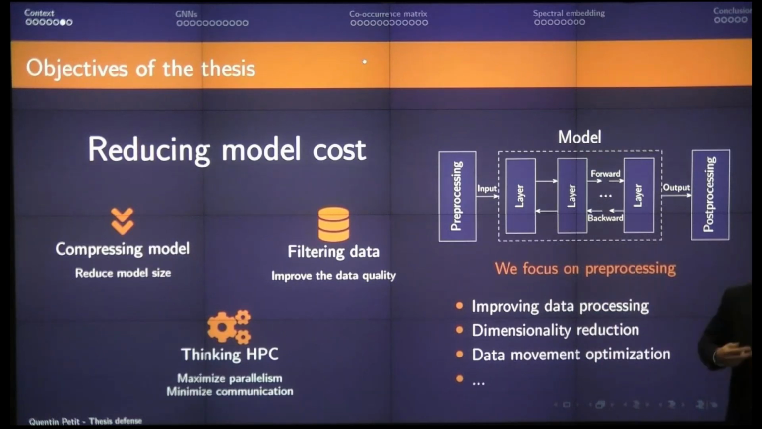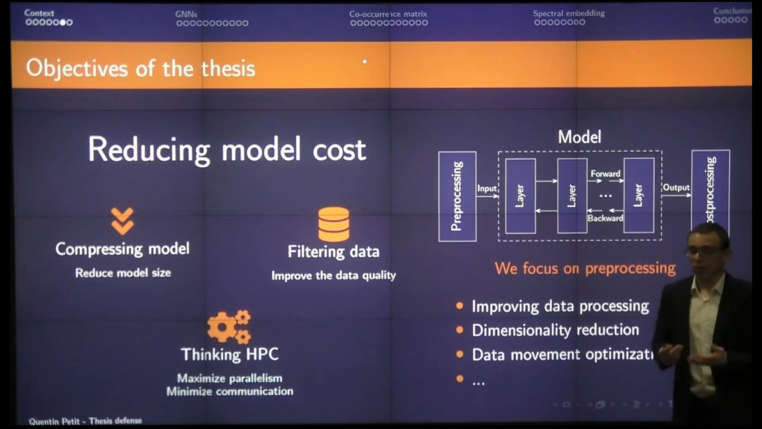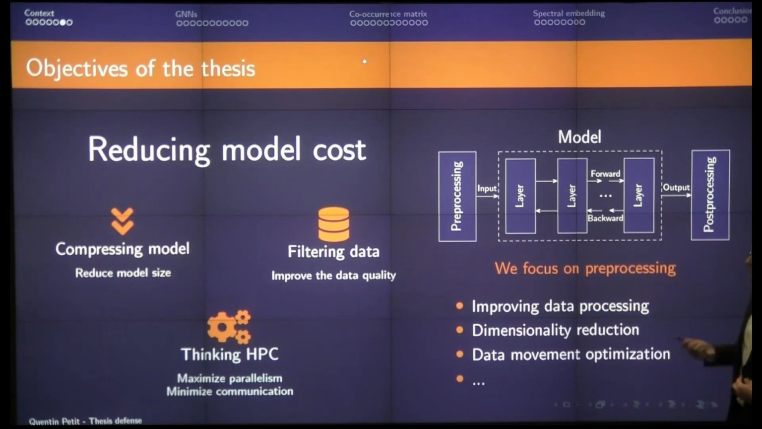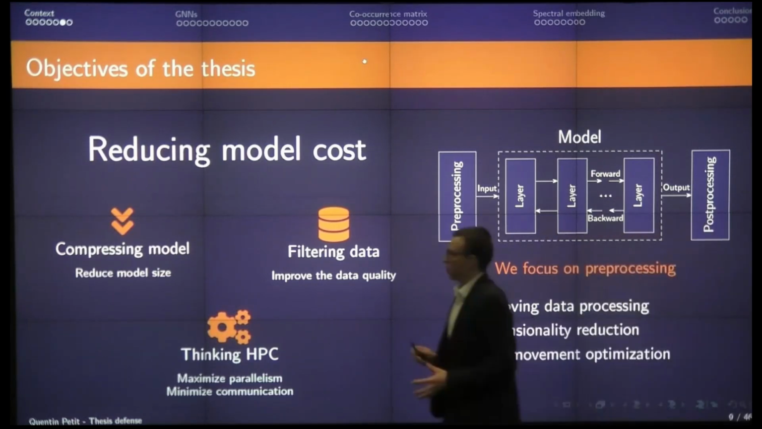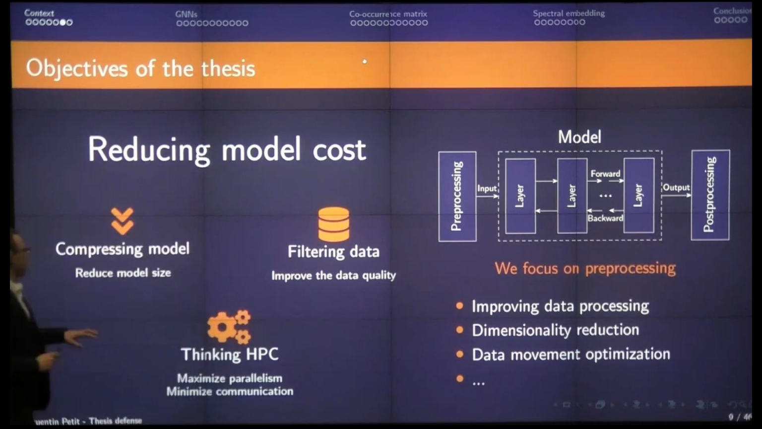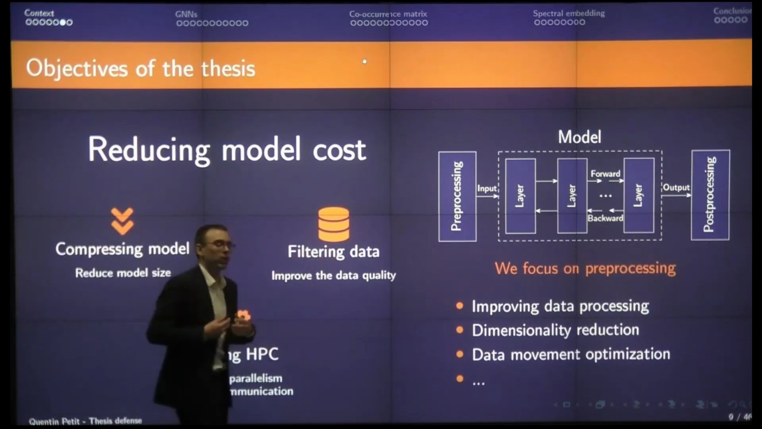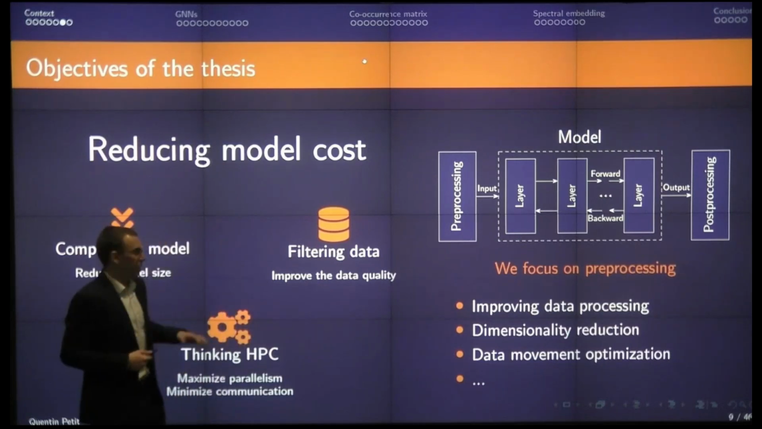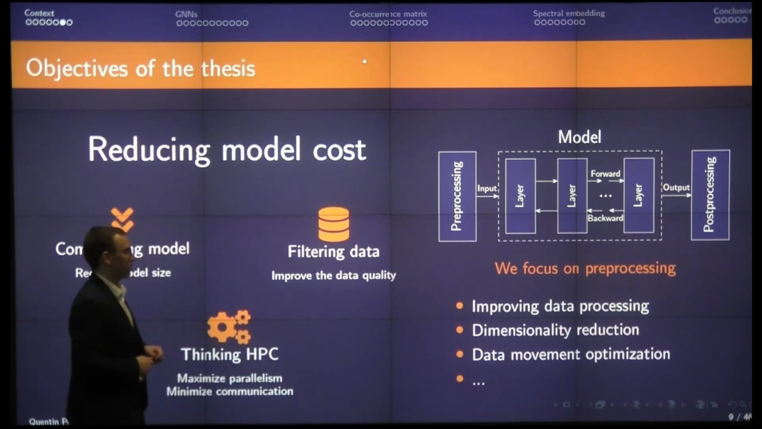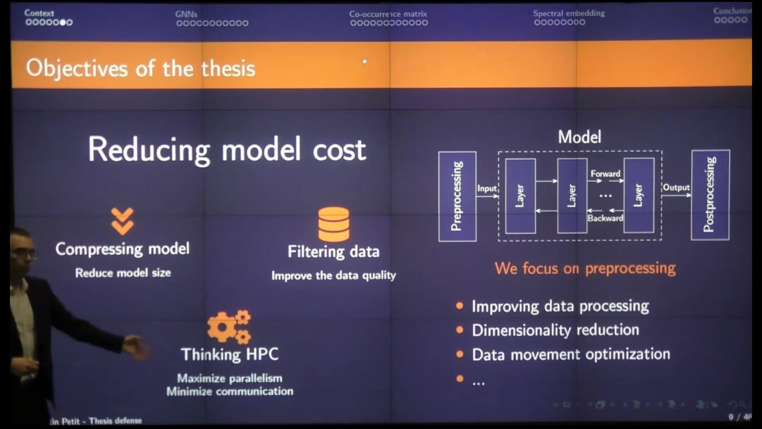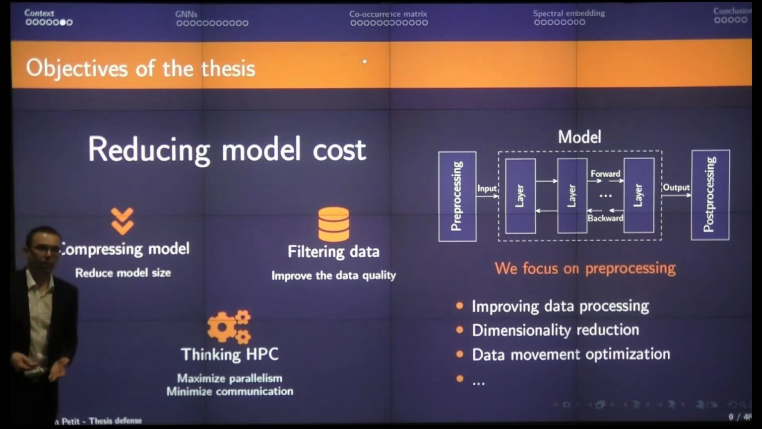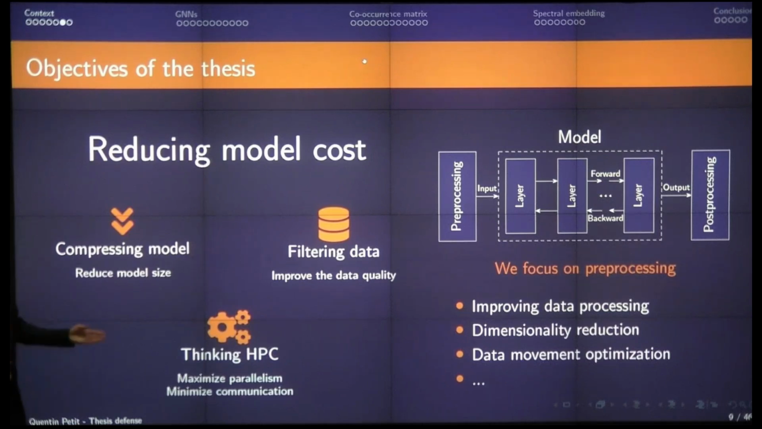So the main objective of this thesis is to reduce the model cost associated with the training and the inference. For that, we have three main parts on which we will work. The first one is the compression of the model. For that, we will try to reduce the model size. We will also attack the data. We will try to improve the data quality to help the processing of this data. And of course, we will take care that all new methods are well adapted for distributed and parallel computing.